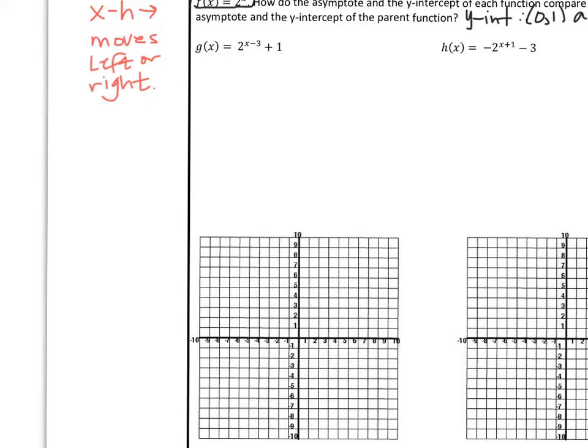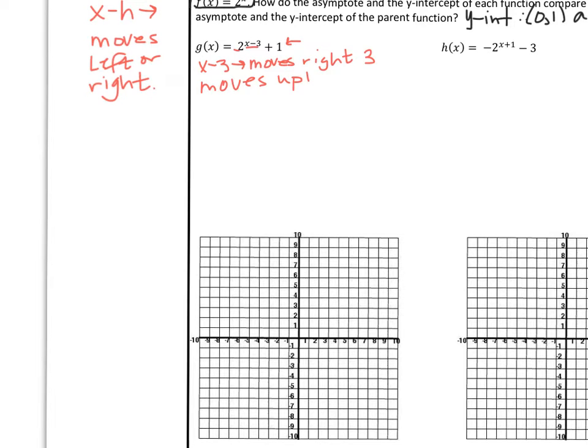G of x equals 2 to the x minus 3 exponent plus 1. Let's see if we can describe the transformations. Notice there's nothing in front of the base, so our a value is 1. But then we have our x minus 3. X minus 3 means the graph is going to shift 3 units to the right. So we'll say moves right 3. And then the plus 1 means everything is going to move up 1.